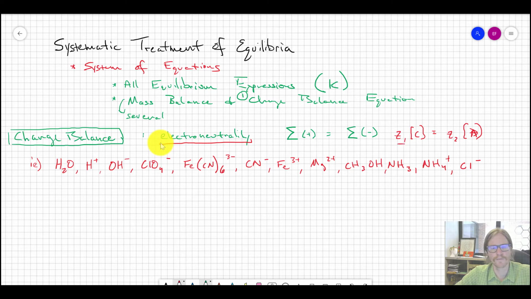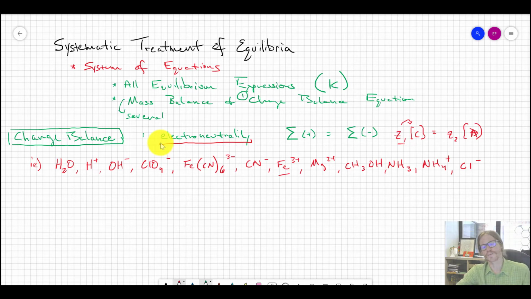So we're going to use the charge as a coefficient to multiply the concentration. And that makes sense, right? Because if you have something like iron 3+, its contribution to the overall charge balance is going to be 3 times that of something like a proton, which only has +1. So I've got an example here. We'll write this out really quick.